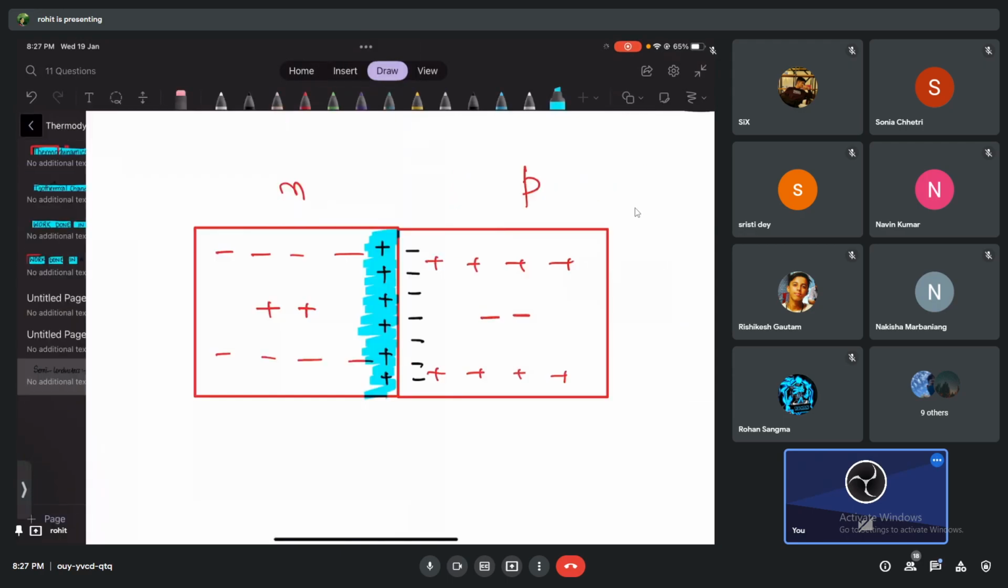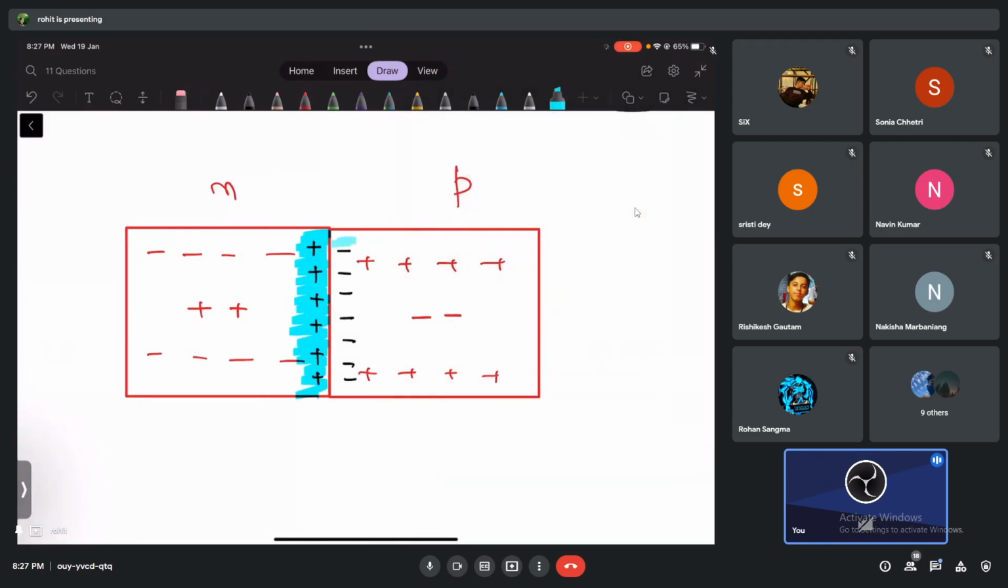Now it's working. Okay, see, so this side, I told you, becomes negative, they are not free, as I told you. And this layer has a certain size. Okay, by the way, you can imagine it's like a wall also. I'll tell you why it's like a wall.